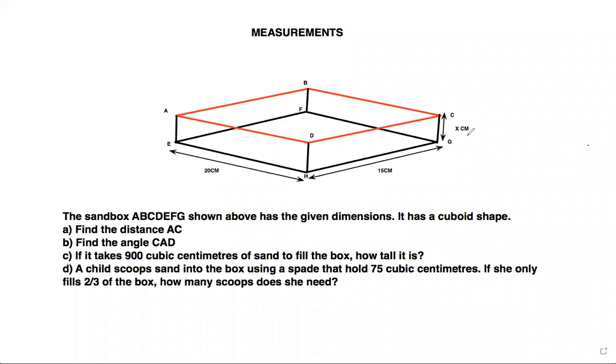Okay, so here's the solution for this. We have a sandbox, A, B, C, D, F, G, with the above given dimensions, and this is cuboid in shape, so it's a three-dimensional shape. First thing, we want to find the distance AC. Then we want to find the angle CAD. Then it asks if it takes 900 cubic centimeters to fill the sandbox, how tall is it?